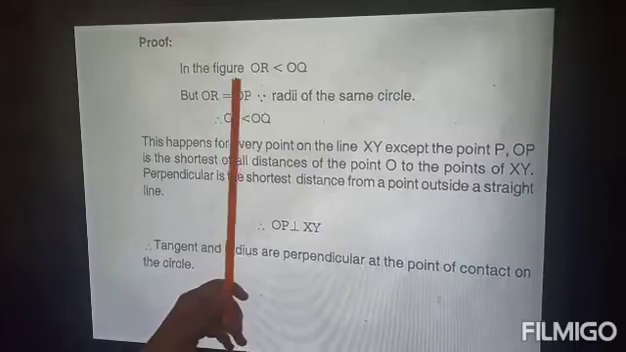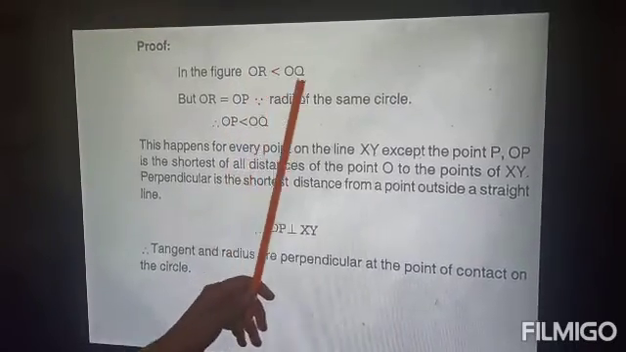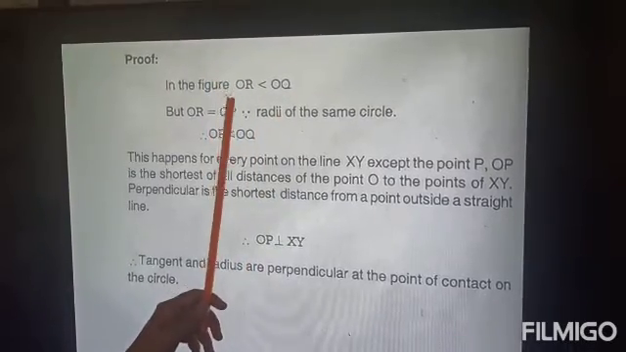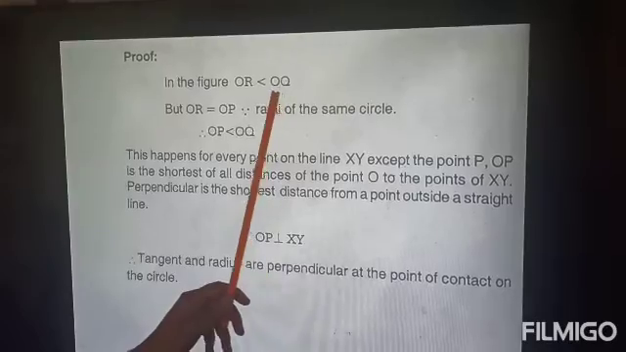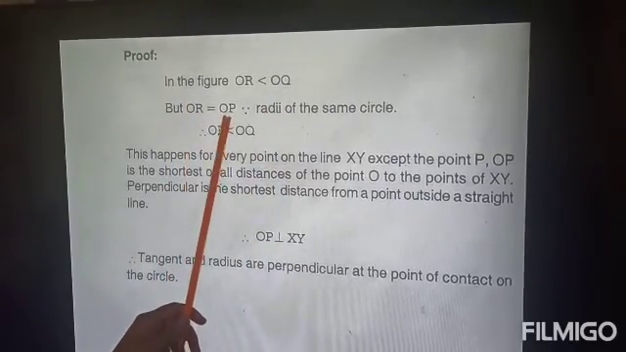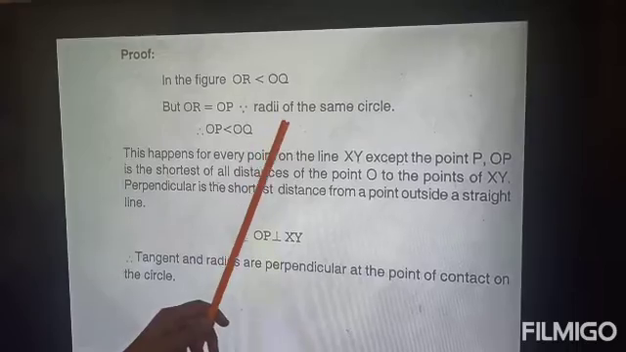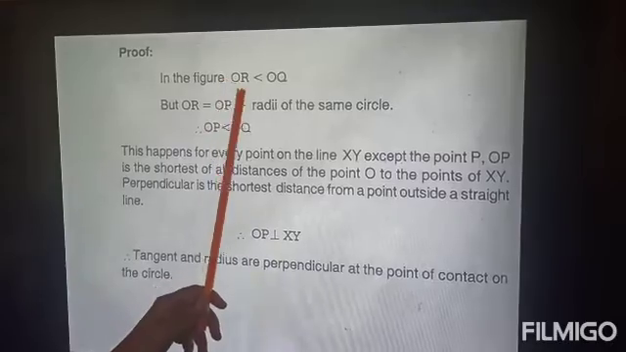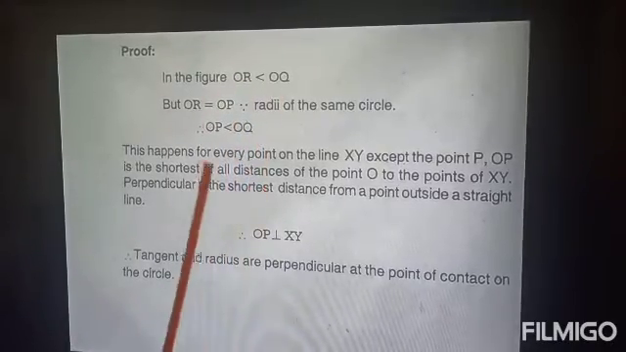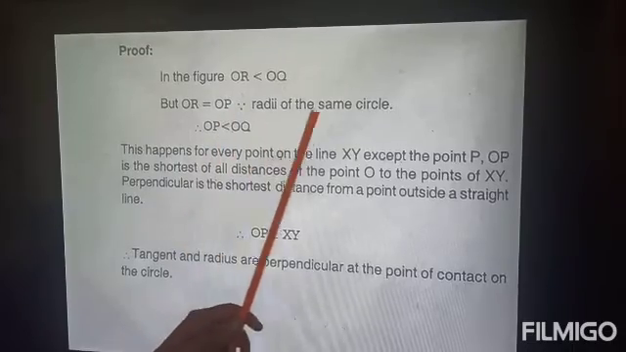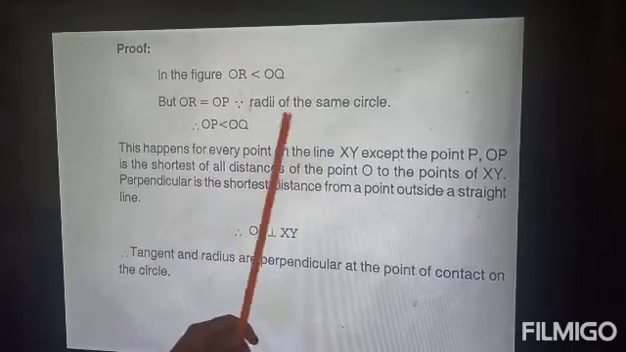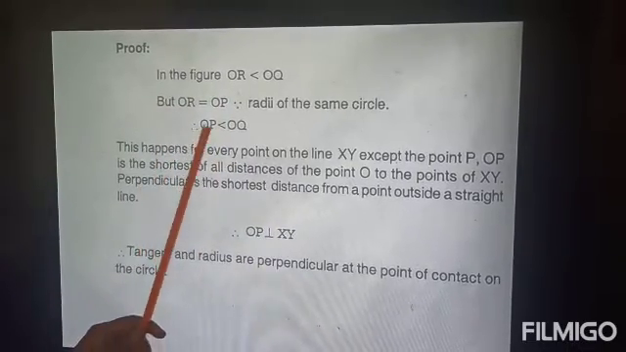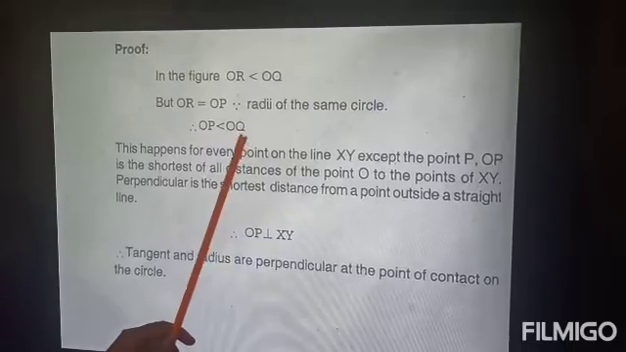In the given figure, OR is less than OQ. OQ is greater, OR is smaller. Therefore, OR is less than OQ. But OR is equal to OP, because they are radii of the same circle. According to the given figure, OR is less than OQ, but both OR and OP are radii of the same circle. Therefore, OR is equal to OP. Therefore, OP is less than OQ.